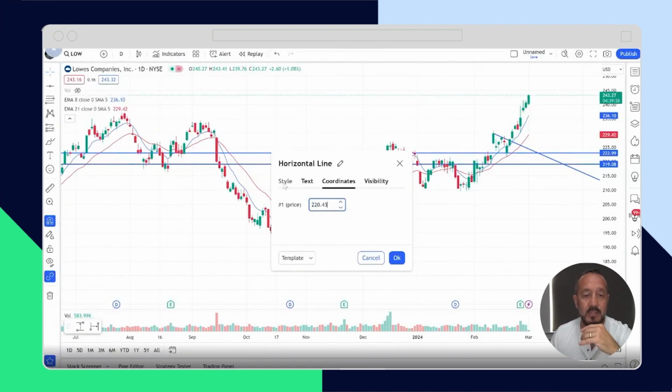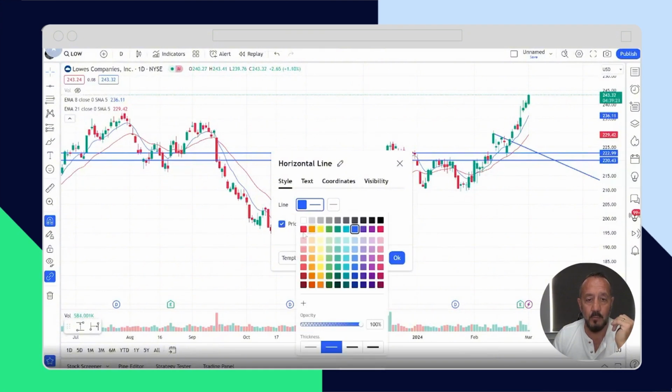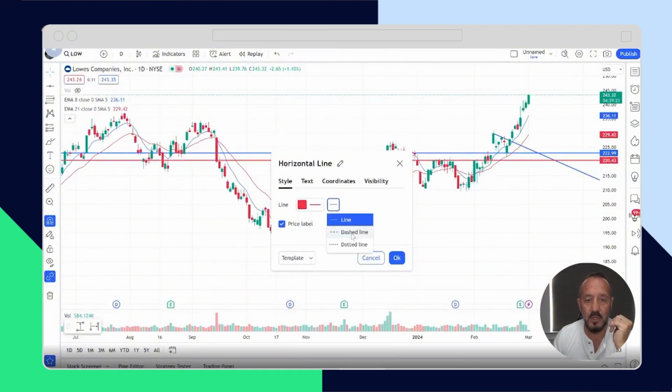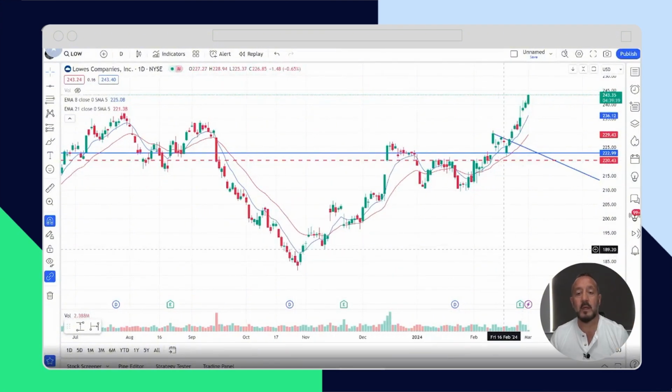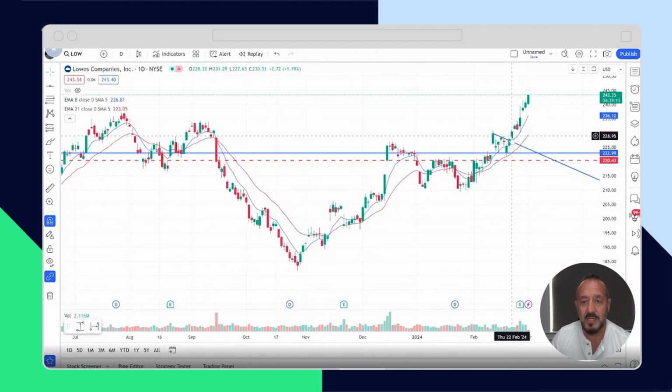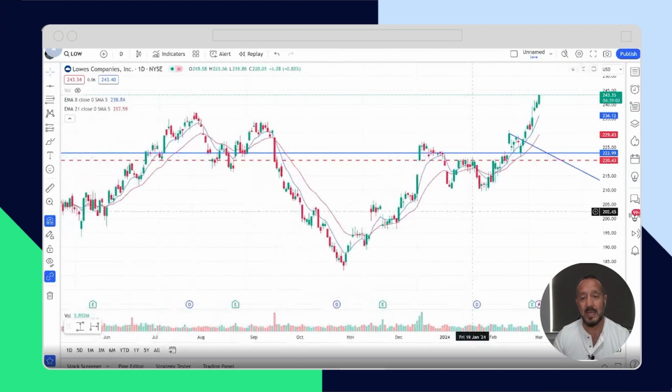And just so that we can see it differently, I'm going to make it red. I'll make it a dashed line. All right, so this is my stop area. Now, as the time comes close to opening, you can see an opening range of where the stock is going to be. On this particular day, the stock opened at 228.32. So I'm going to try and buy it as close as possible to 228.32 that I can.